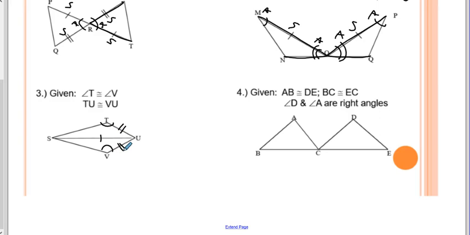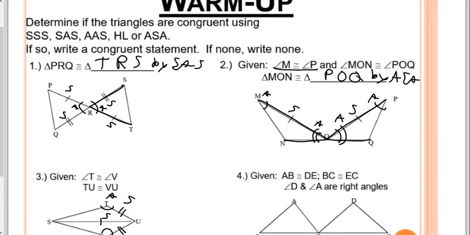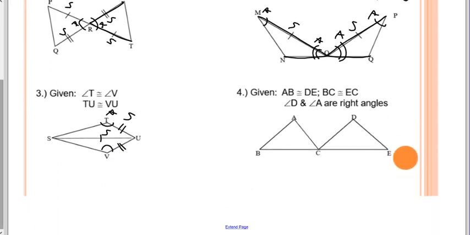Okay? Now, what do we have? We have an angle, we have a side, and we have a side. Let's check our directions. If so, write a congruent statement. Are they congruent? Well, we don't have enough information. We have ASS. We cannot use that rule. So that's a no, or an NP, not provable. And since we don't have a right angle, we can't use HL.